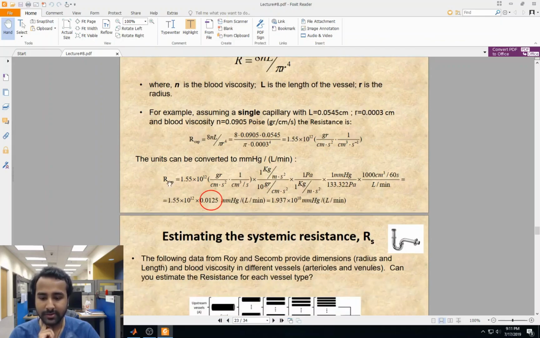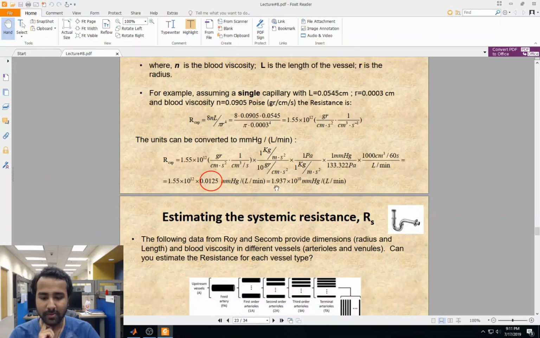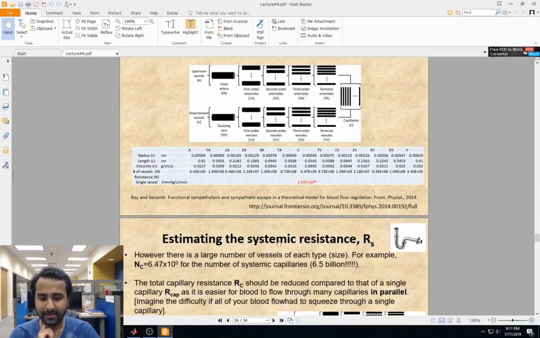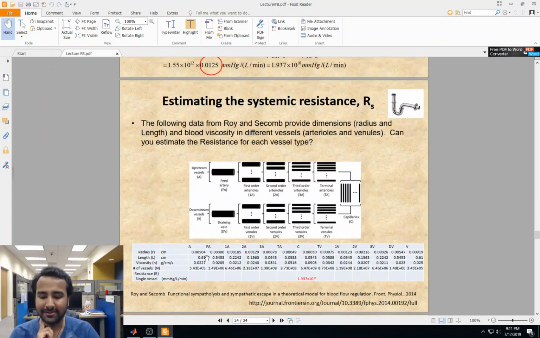So it looks like the total resistance of the capillary system is 1.937 times 10 to the 10, which is this exact same value. So go ahead and do that for each one of these combinations. I would suggest you write a little Matlab script that basically just takes in a variable of R, L, and N, and then just spits out what the resistance is, because I doubt you guys want to do this on a calculator.